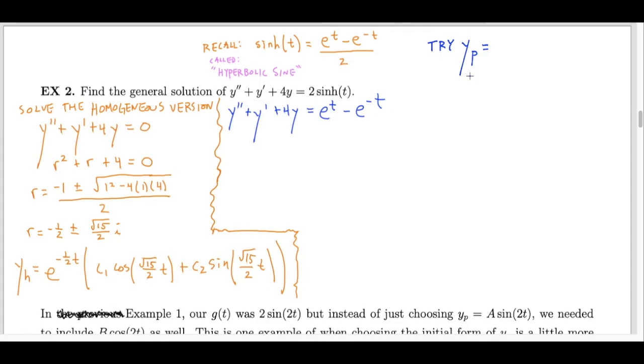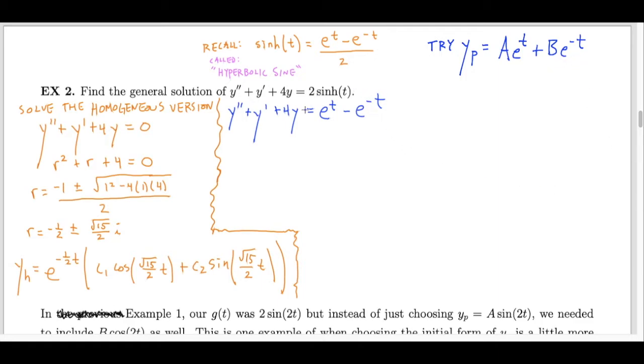Remember that I said that I want to choose a y sub p that has the same basic structure as this g of t. My g of t is an exponential, specifically e to the positive t, and then this exponential e to the negative t. And so in order for some function, its second derivative, its first derivative, and 4 times the function, when I put it together in this combination, to yield e to the t and e to the negative t, I think that function should include an e to the t term as well as an e to the negative t term. So for my y sub p, I'm going to pick capital A e to the t plus capital B e to the negative t. And that pattern holds in general.